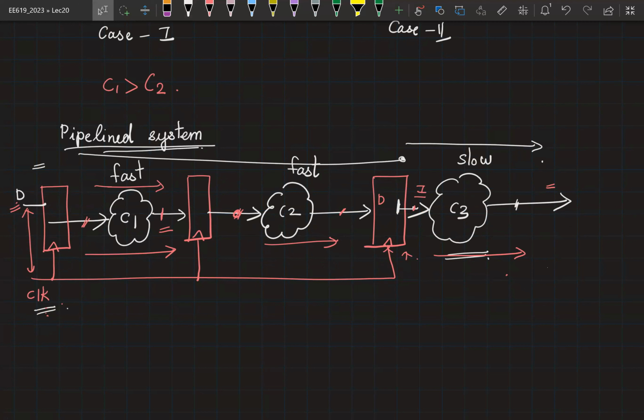Correct. So we are assuming that the data is ready within one clock period. So even C3's delay has to be smaller than the clock period that you are choosing. So you will have to choose the clock period based on your circuit.